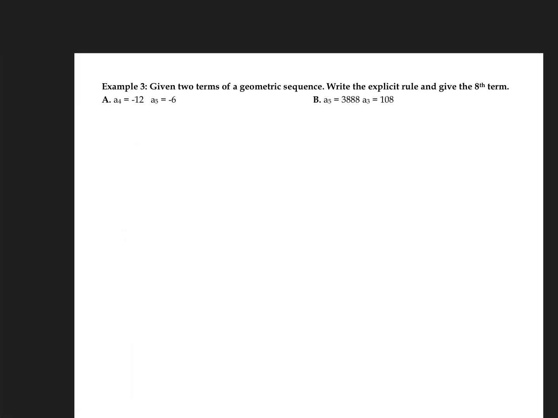So here, these last two are a little bit different. We'll figure some things out. I'll show you how to work through these. So given 2 terms of a geometric sequence, we're going to write the explicit rule and give the 8th term. Okay? So a little bit different, but we're going to do 2 different things. So first, let's take a look at this.